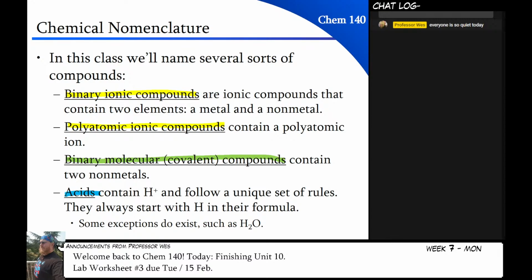Now, not all things with H that come first are acids. The most obvious example I can think of is water. Water follows the binary covalent, or binary molecular, rule set. So we'll come across those exceptions as we get to them. Water is really going to be the only one. I'm not going to test you on water because it's abundant. We're going to test you on other esoteric stuff so that you can apply the rules correctly.